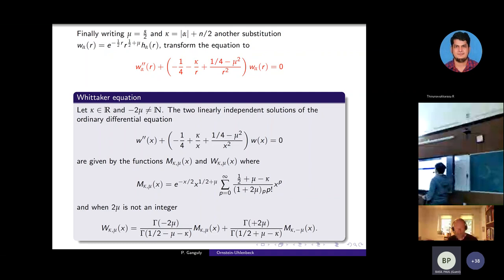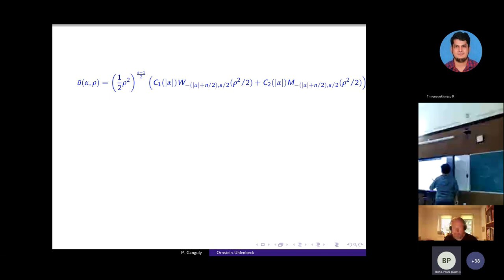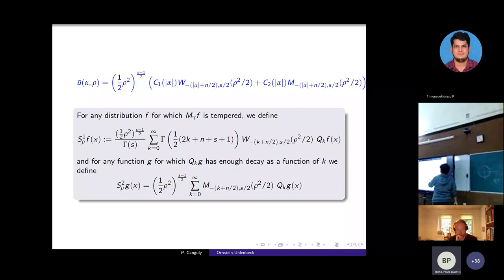Now, if you go back, just like in the Euclidean case, you apply the inverse Fourier-Hermite coefficients, then you will get this. So U alpha rho will be given by this. The solution of U alpha rho will be given by this. Now we have to go back. Now this motivates us to define two operators. So for any distribution F such that M gamma F is tempered, we define S1 rho F(x).